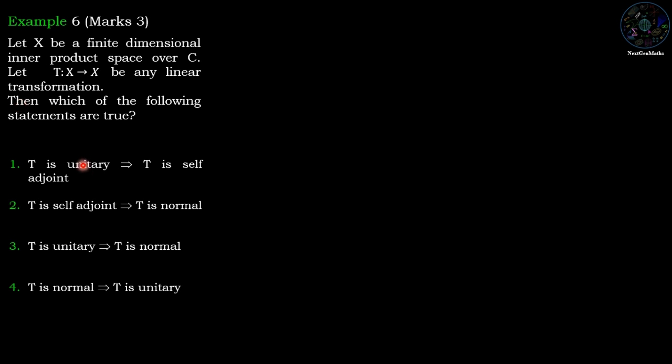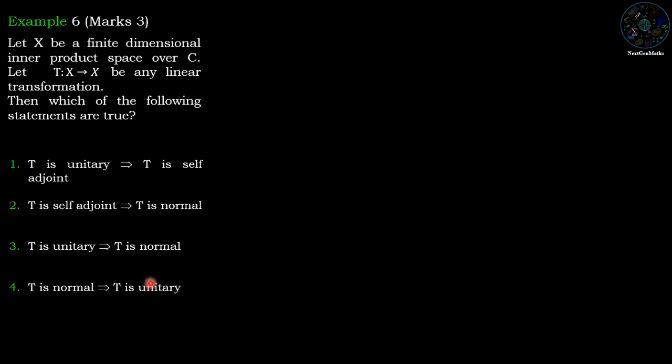So we are given four statements. First option, T is unitary implies T is self-adjoint. Second option, T is self-adjoint implies T is normal. Third option, T is unitary implies T is normal. Fourth option, T is normal implies T is unitary.